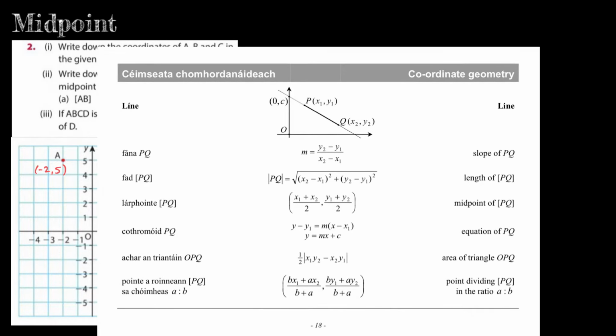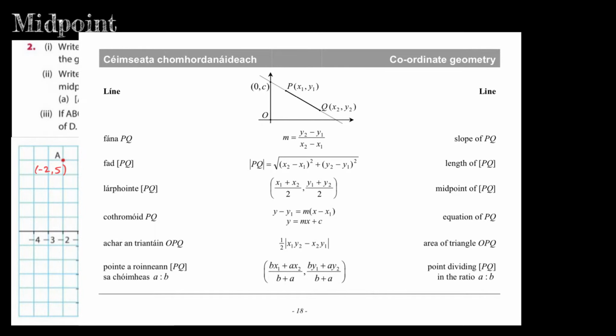Write down the coordinates of the midpoint AB. So if this is AB, I would expect the midpoint to be there, which is 1, 5. But how I'm going to find that is I'm going to use the formula just to be 100% sure. The formula I'm talking about is the midpoint formula, and you can see it there. Add your 2 x's and divide by 2, add your 2 y's and divide by 2. So this is the midpoint formula.